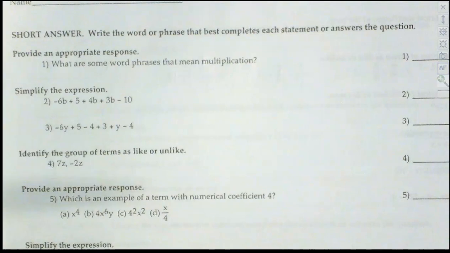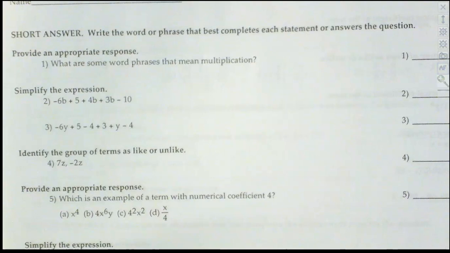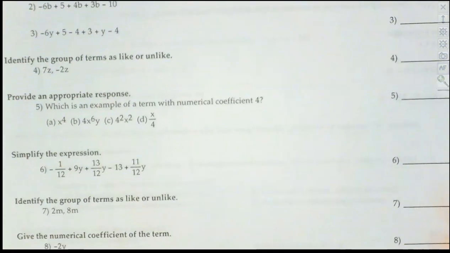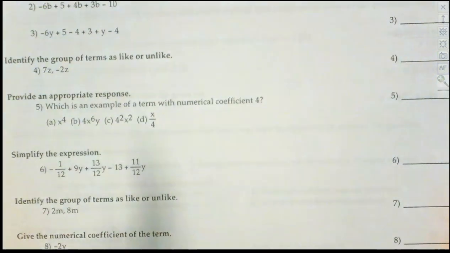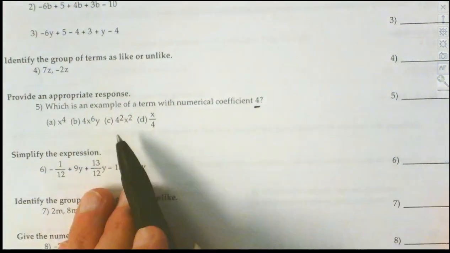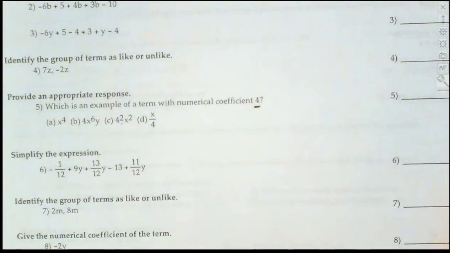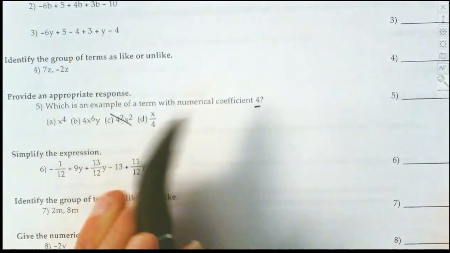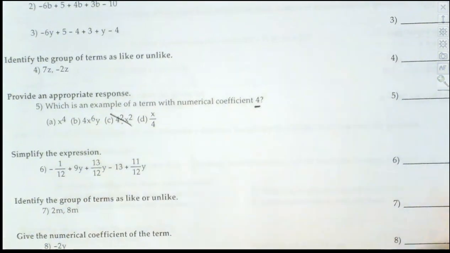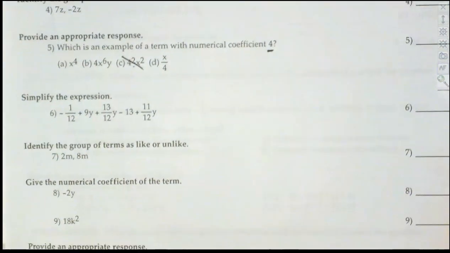2 and 3 combined together. 4, just tell me if they're like or unlike. Question 5, we want to find the one with a numerical coefficient of 4. And there's only one of those, so which one has a 4 in front? Not a 4 squared, just a 4. So I can tell you it's not going to be C, because that's got the 4 squared. That would be 16 in front. We want a numerical coefficient of 4. So there's one of those that has a 4 in front, and that's going to have a numerical coefficient of 4.